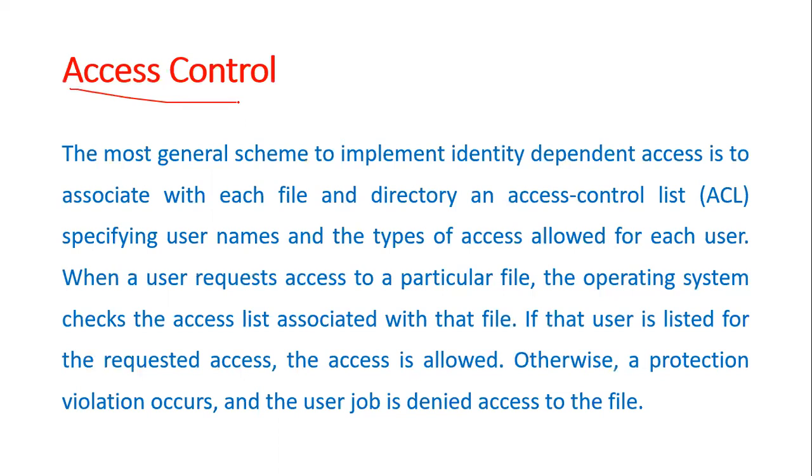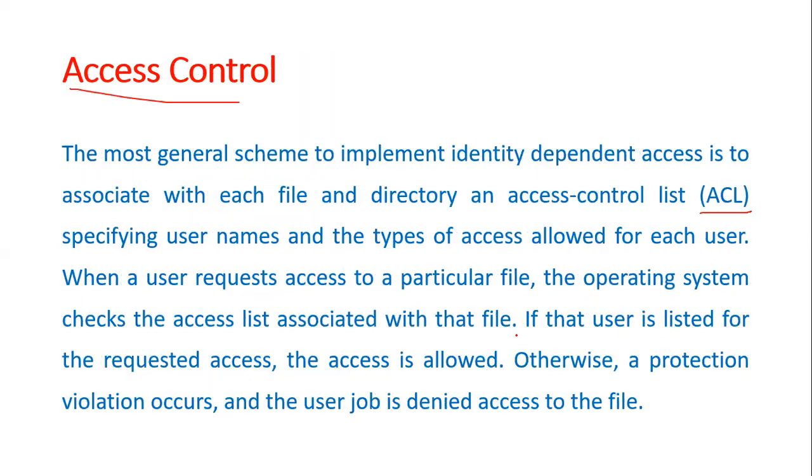The next one is access control. The most general scheme to implement identity-dependent access is to associate with each file and directory an access control list, that is ACL, specifying usernames and the type of access allowed for each user. For example, if A is the user and you assign only read access, then A comma R indicates read access for user A. When a user requests access to a particular file, the operating system checks the access list associated with that file. If the user is listed for the requested access, access is allowed. Otherwise, a protection violation occurs and the user's job is denied access to the file.